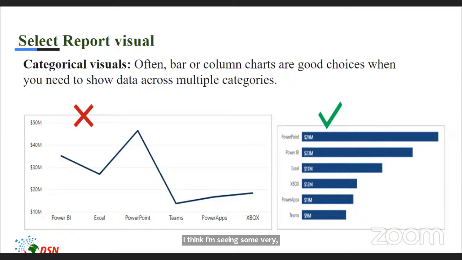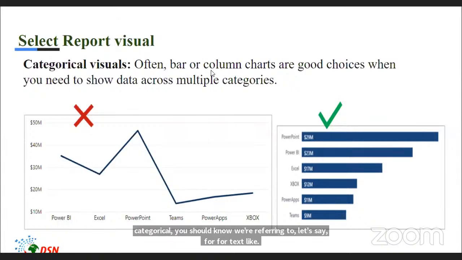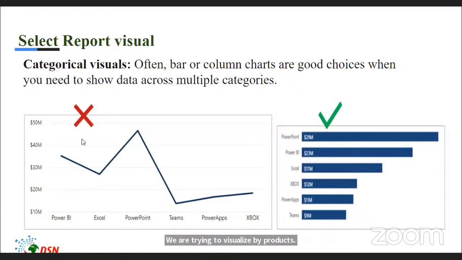It's impressive because I know that you are following me. So when we talk of categorical, we are referring to, let's say, text, like when we are trying to visualize by products. When you are trying to visualize by product, it's not correct to use a line chart.